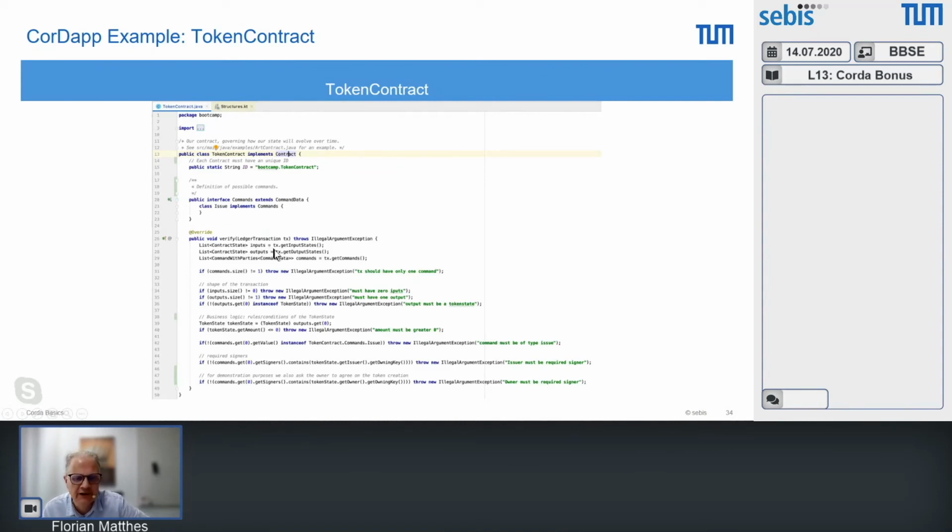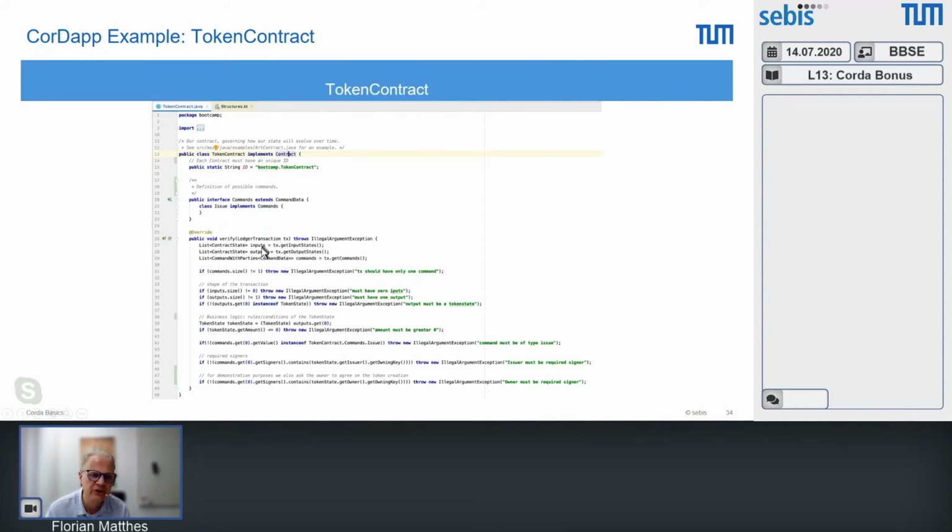We get the output states, which is also a list of output states. And this is the generic structure. It's something like if you have a request handler in a web server, it always gets a request and produces a response. And now it depends what you want to do, what you expect now from these inputs and outputs.